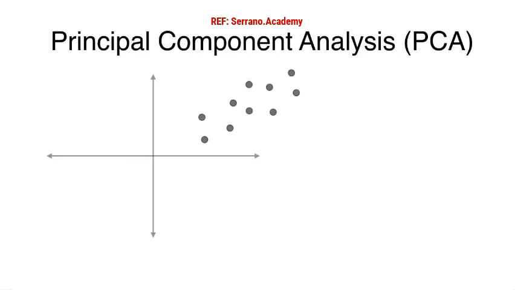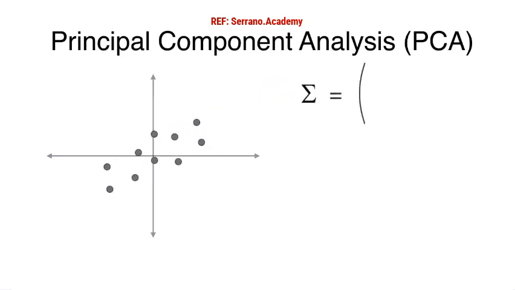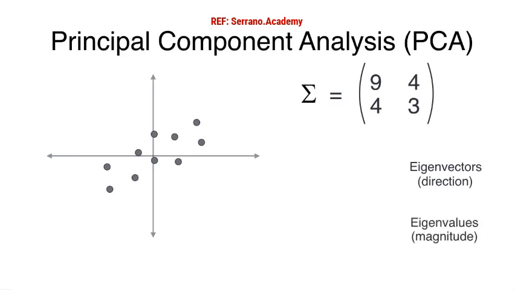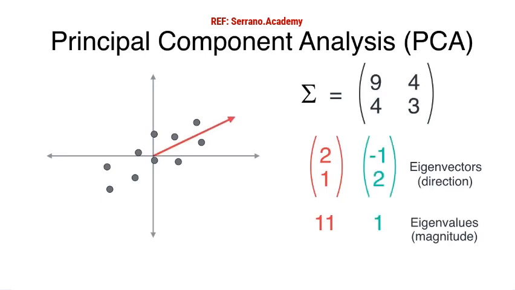First, we start with a data set and we center it. Now we calculate the covariance matrix, which as we saw, the x variance is 9, the y variance is 3, and the covariance is 4. So this matrix has eigenvectors, which give us direction, and eigenvalues, which give us magnitude. The first one is direction (2, 1) and magnitude 11, which is this one over here. The second one is direction (-1, 2) and magnitude 1, which is this one over here.